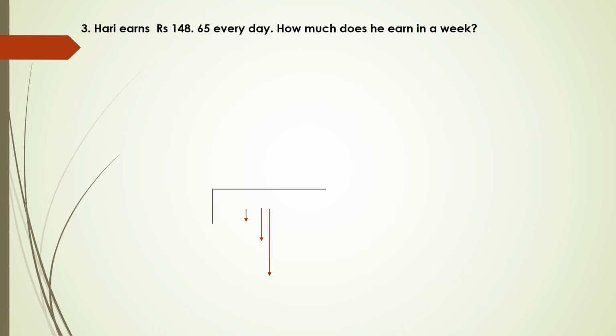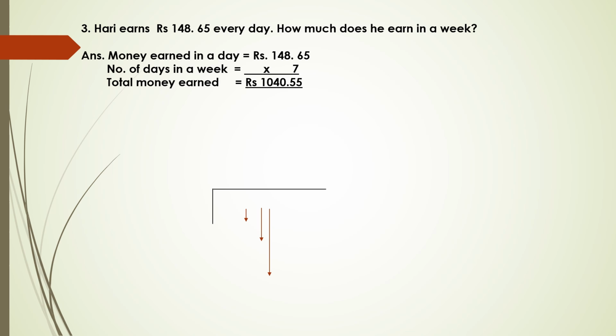Third question: Hari earns 148 rupees 65 paisa every day. That means per day he is earning 148 rupees 65 paisa. How much does he earn in a week? So the number of days is 7, because in a week 7 days are there. So you have to tell how much he earned in 7 days. The money earned in a day is rupees 148.65 paisa. The number of days in a week is 7. So your answer is: total money earned by Hari is 1040 rupees 55 paisa.